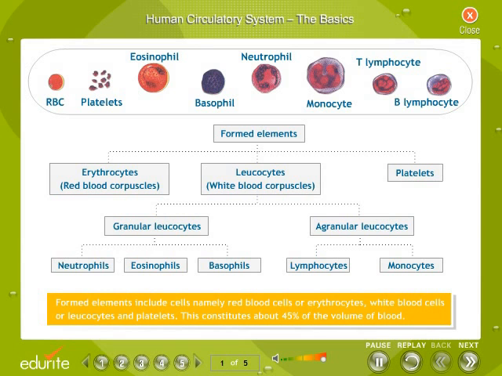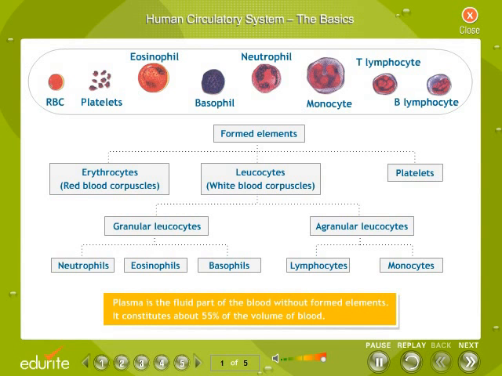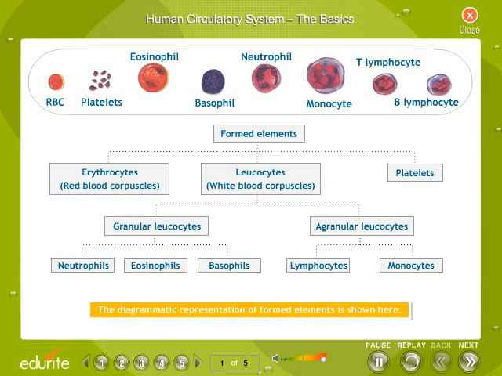This constitutes about 45% of the volume of blood. Plasma is the fluid part of the blood without formed elements. It constitutes about 55% of the volume of blood. The diagrammatic representation of formed elements is shown here.